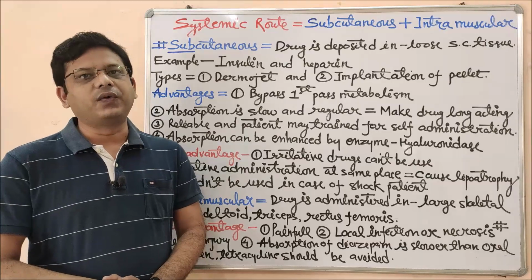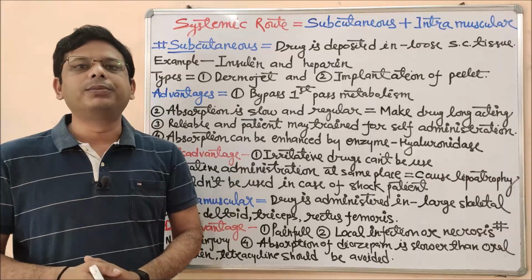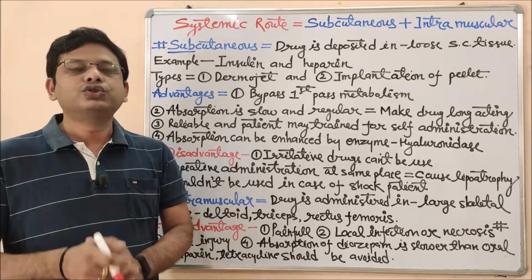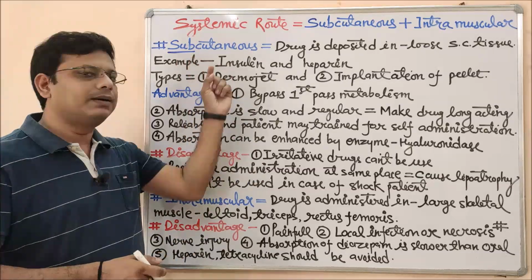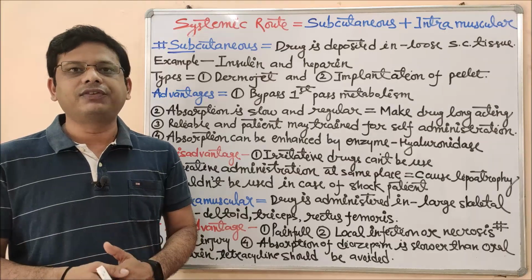In today's topic we are going to study the subcutaneous and intramuscular routes of drug administration, which are examples of systemic routes of drug administration. First of all, let me explain the subcutaneous route. What is the subcutaneous route, and what are the basic advantages and a few limitations?